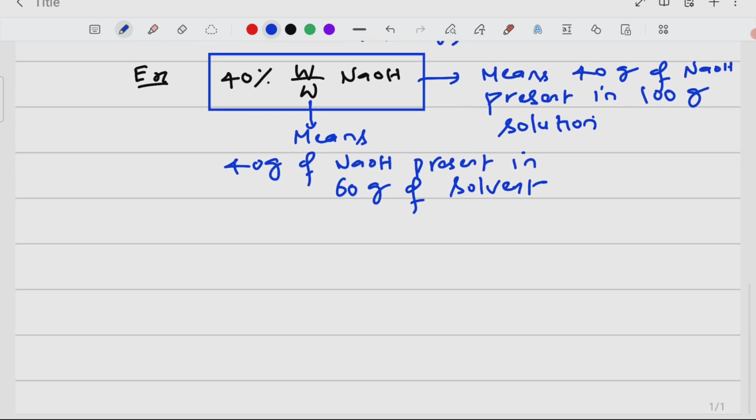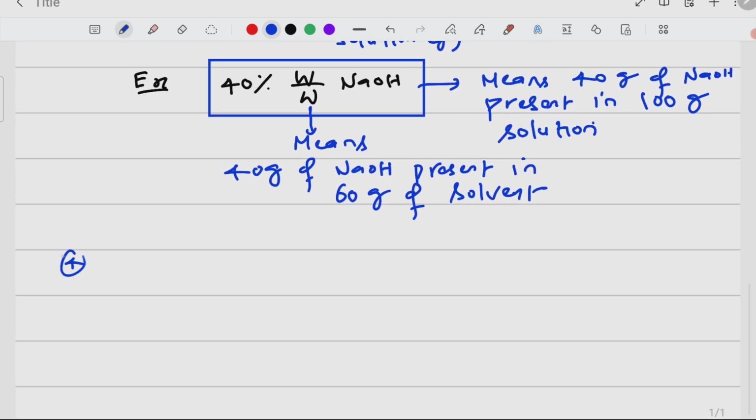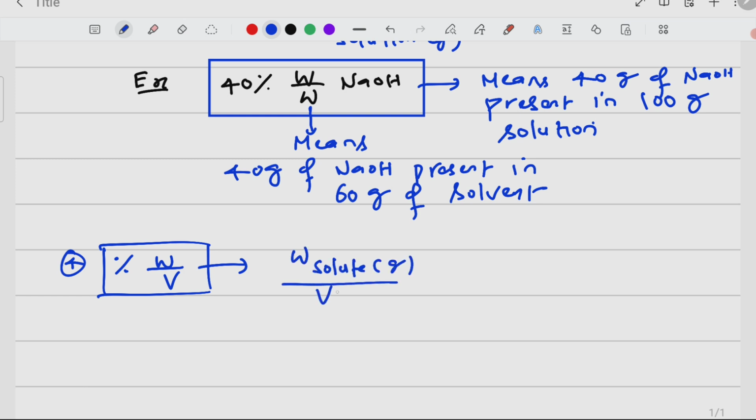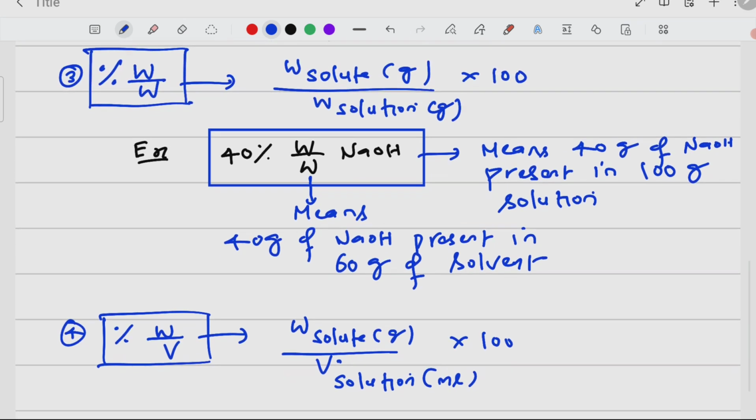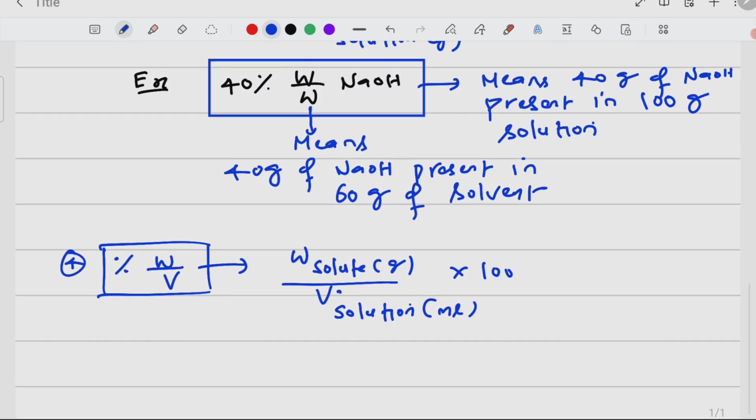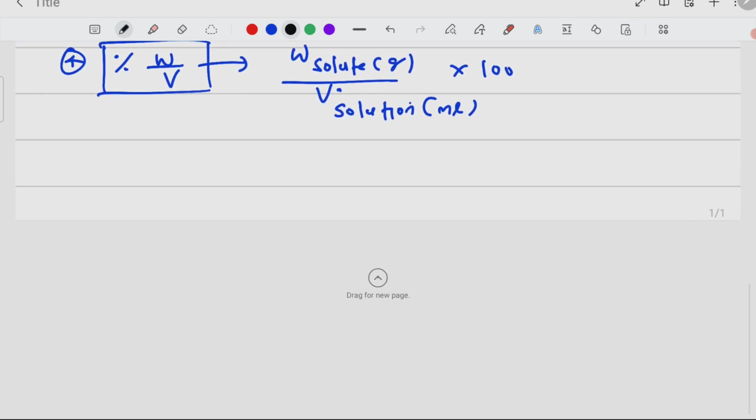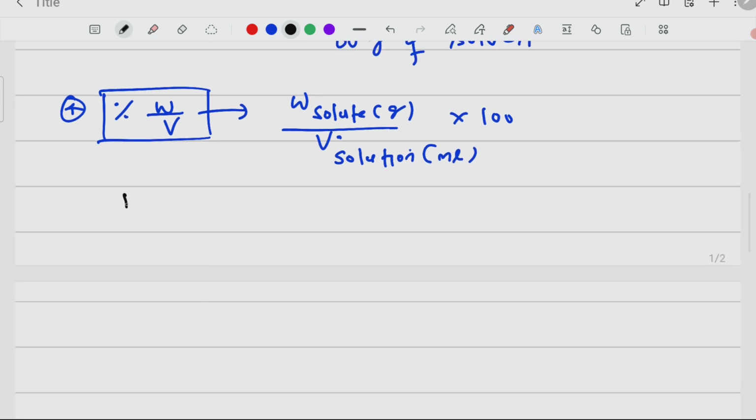Next term, percentage weight by volume. Percentage weight by volume, similar here: weight of solute in grams by volume of solution in ml, into 100. So that is the percentage we specify here. So how do we need to observe it? From the observation point of view, how do we need to consider it?